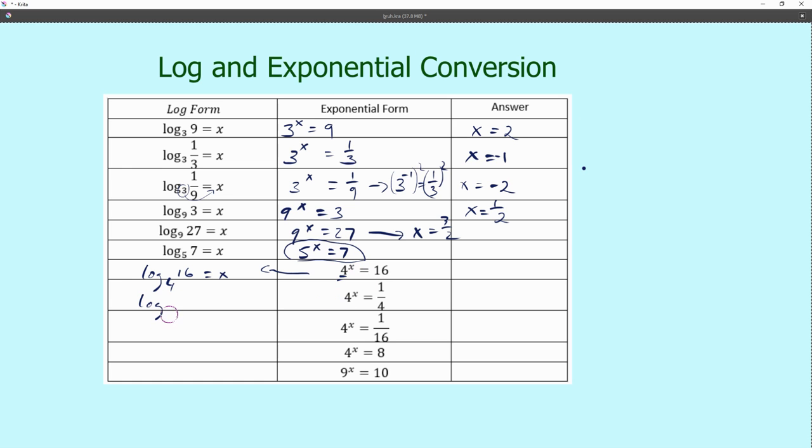Right, so here you have log base 4 of 1/4 is equal to x. Okay, so you go circle 4, and then go to that, and go to that. Log base 4 of 1 over 16 is equal to x. Log base 4 of 8 is equal to x. And here, log base 9 of 10 is equal to x.